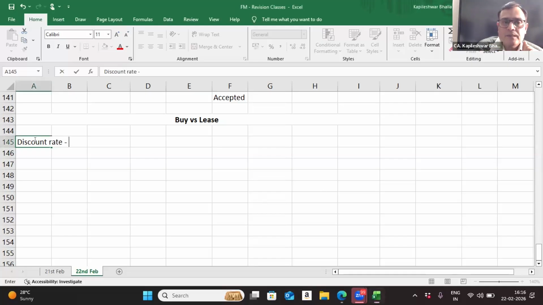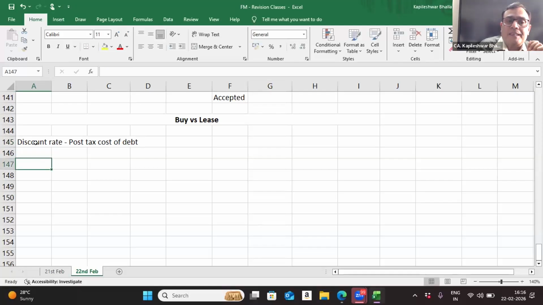That's right. So when you're going to consider this, we will consider a post-tax cost of debt. He will tell you in the question that if you would have taken a loan, there would have been a certain interest rate which would have been paid. So we need to consider that rate converted into a post-tax rate. This is one basic input.